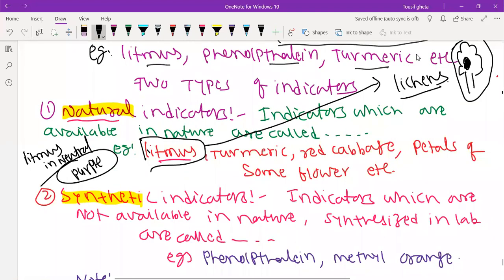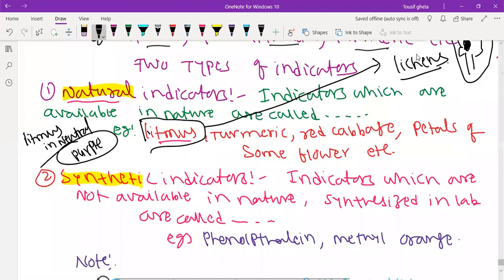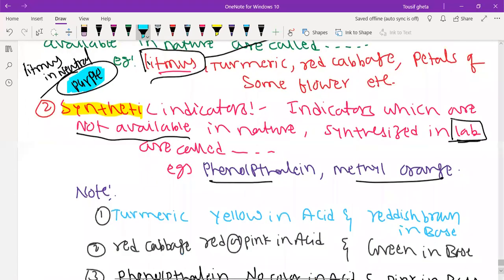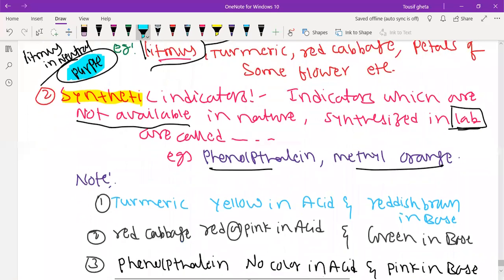So natural indicators are over. Artificial indicators are those synthesized in the laboratory. They are not available in nature. Examples: phenolphthalein, methyl orange. Good. Red in acid. Everybody remember this? Litmus paper in neutral is purple color. Purple color in neutral state, litmus. If you do not know this, please remember. I have given all the ideas clearly.